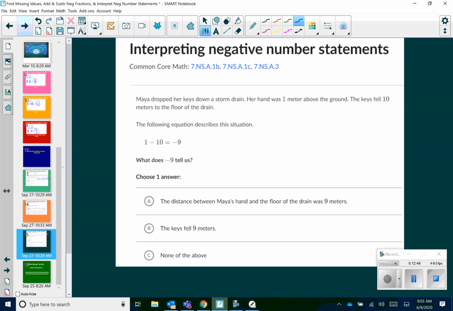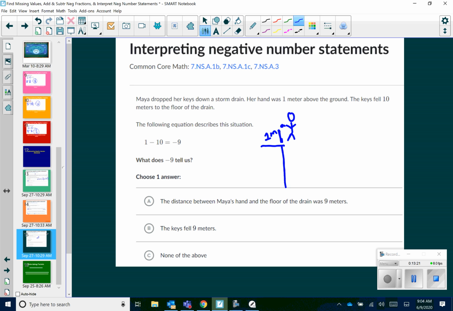Let's take a look at another one. Maya dropped her keys down a storm drain. Her hand was 1 meter above the ground, and the keys fell 10 meters to the floor of the drain. The following equation describes this situation: 1 minus 10 equals negative 9. Well, remember, she's starting, let's say this is the ground, and her hand, let's draw Maya. Sometimes drawing a picture helps. Here's her keys. This right here is that 1 meter.